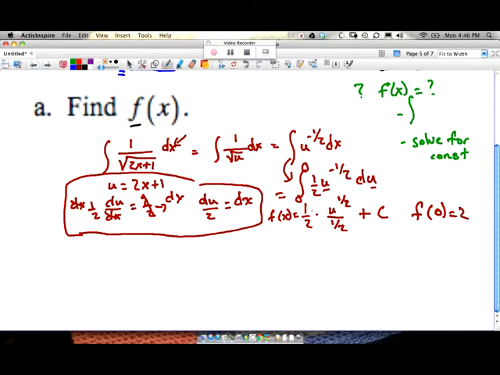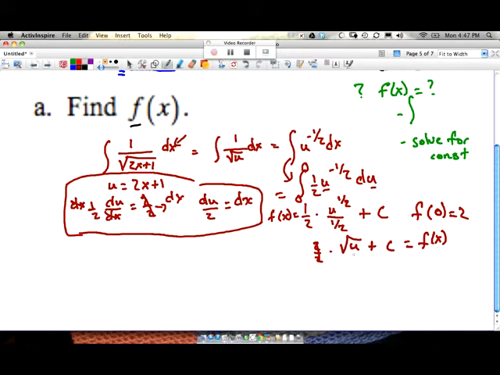So let's do some simplifying. If I take this 1/2 and this other 1/2 here, then I can kind of flip that 1/2 to the top, and that's going to give me just 1, 2 over 2, so that's 1 times u to the 1/2, which is square root of u, and then plus c. So square root of u plus c is equal to f of x.